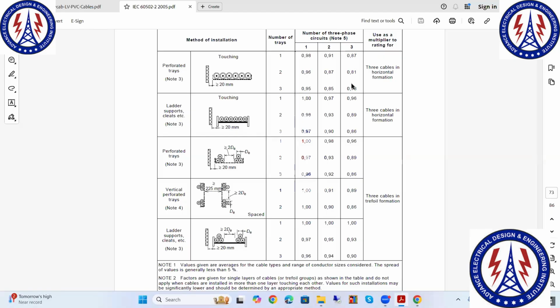I have one question here. Boliye. Is the trefoil formation installation method only above ground, or can we make the trefoil formation below the ground too? Because there they mentioned the trace. It is not related to the ground, underground or overground.